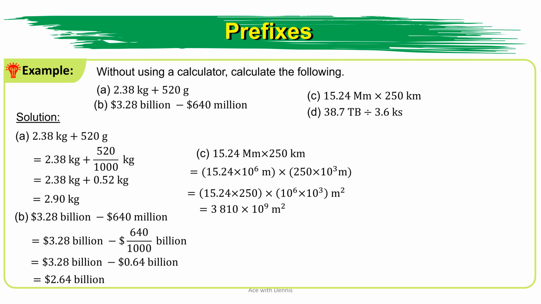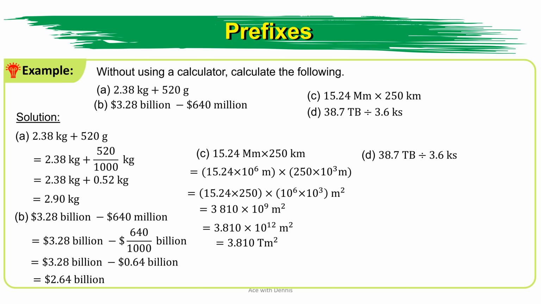But the 3810 is not in the range of 1 to 10. So I have to put it into the standard form, and the answer will be 3.810 times 10 to the power 12 meters squared. Or it is 3.810 terameters squared.